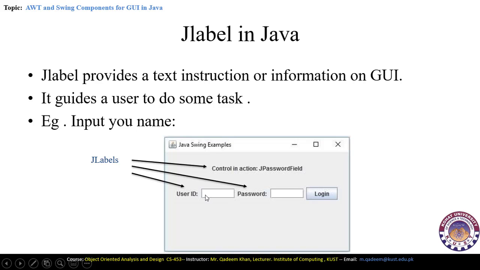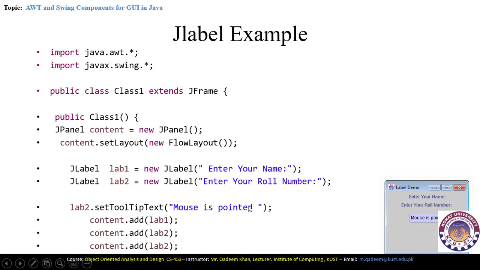So user ID is a label which is in front of this text box, and also we have the password, which is also a label. It indicates what information you are required to enter for these two controls. This is the example of the label controls.